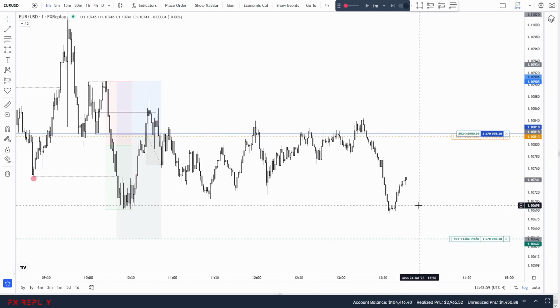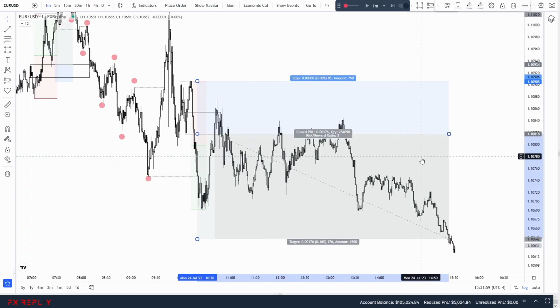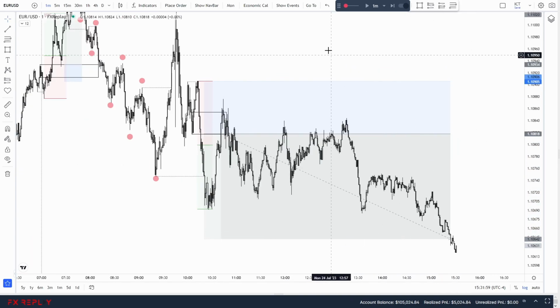So let's quickly play this on. And as we can see, this trade actually plays out just fine. So let's hop on to the next London session.